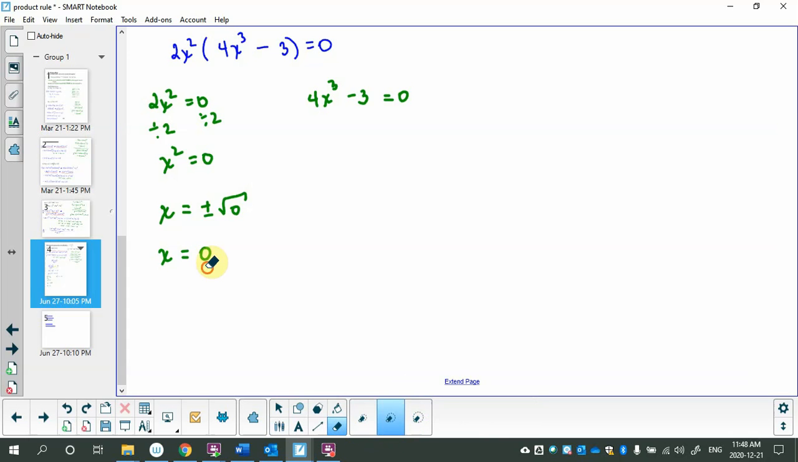So backtrack a little bit. Use black pen this time. x equals 0 is an answer for that. Now I'm going to dig out the green pen and do it all here too.